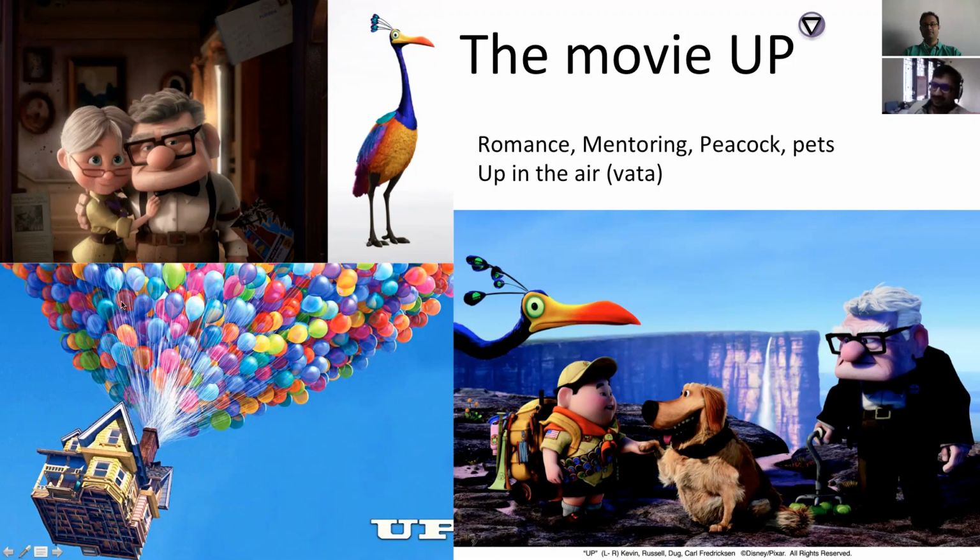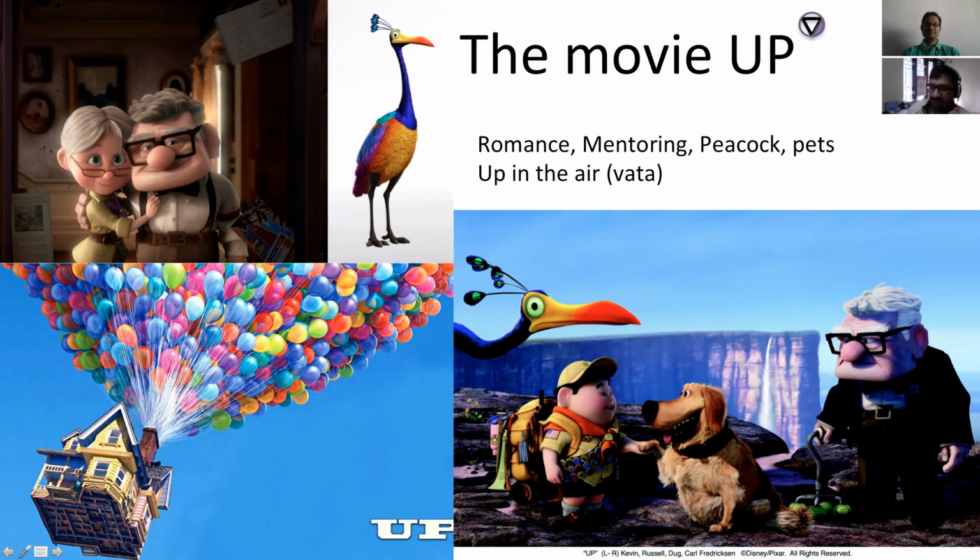And then he literally had to lift his house, which is showing the Vata element again. And then a romance element is clearly there, it's a very cute couple, a very old couple. And then you have a child who is coming along on the trip and he acts like a mentor to the child. And on top of that, the child's pet dog also shows up. A peacock character also shows up in this Paradise Falls region.